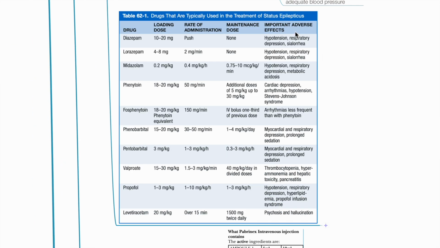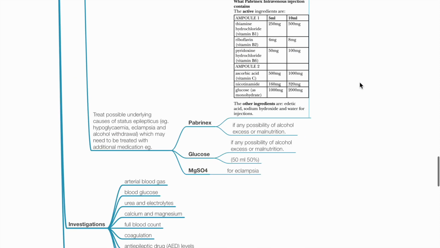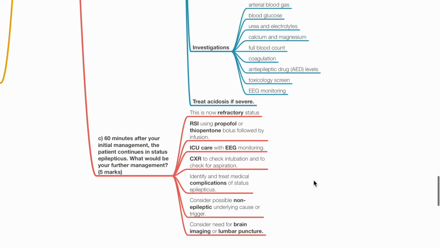This table shows the drugs that are typically used in the treatment of status epilepticus, their loading dose, rate of administration, maintenance dose, and important side effects. Treat possible underlying causes of SE, such as hypoglycemia and alcohol withdrawal, which may need to be treated with additional medications, such as Pabrinex, glucose, and in women suspected of eclampsia, magnesium sulfate.